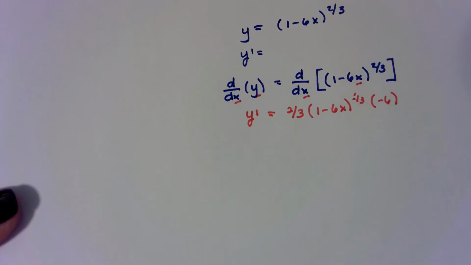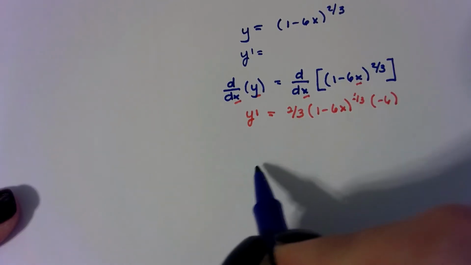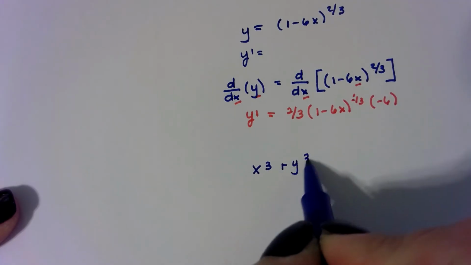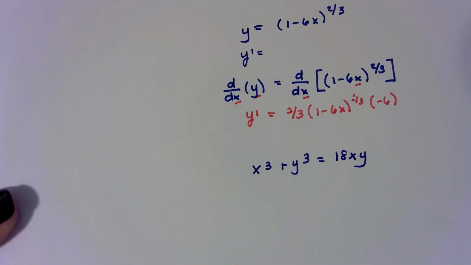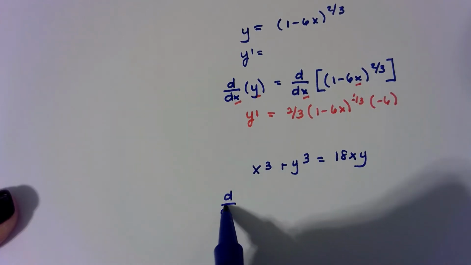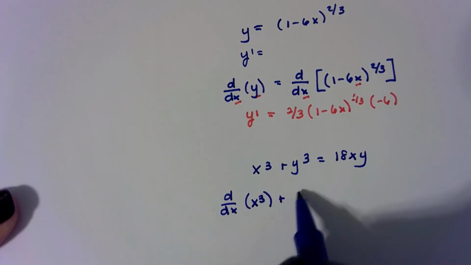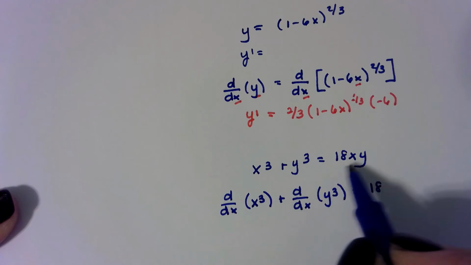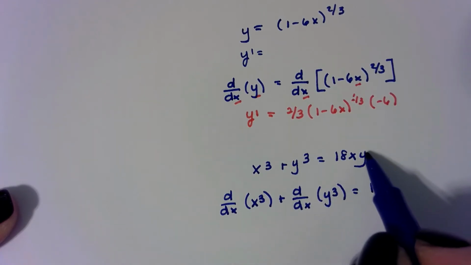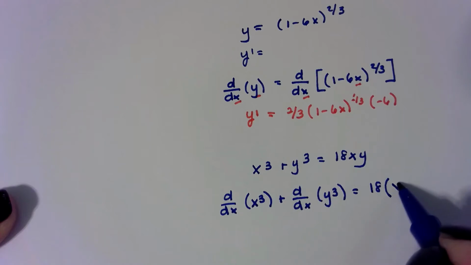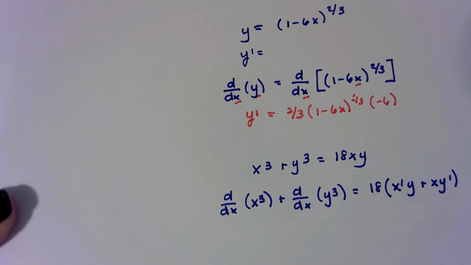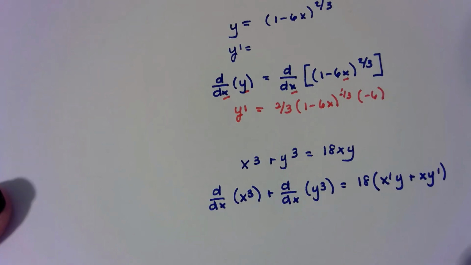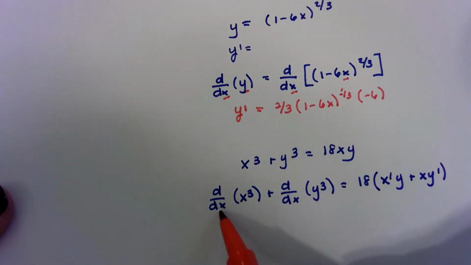So let's do this next problem here, which is x cubed plus y cubed equals 18xy. So what I'm really doing is I'm taking the derivative with respect to x of x cubed plus the derivative with respect to x of y cubed is equal to 18 constant multiple times, now I'm going to be careful here because I got a product, right? So I'm going to do x prime y plus x y prime because it's easier to write it that way. But the derivative with respect to x of x cubed, the variables match, so I know it's just 3x squared.